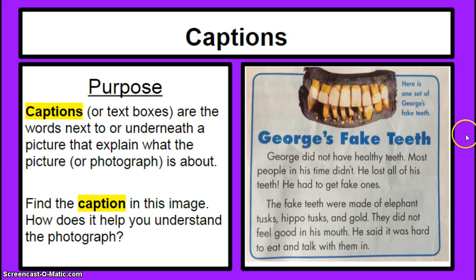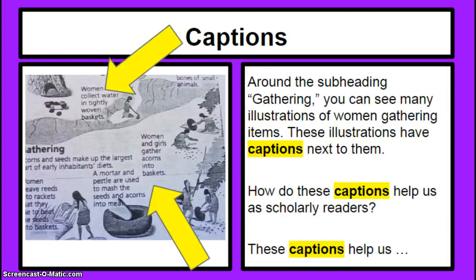Okay, welcome back. Wow, those are teeth that really need some brushing. Call the dentist quick. Okay, let's move on. So let's apply what we learned about captions. Around the subheading gathering, you can see many illustrations of women gathering items. Makes sense. These illustrations have captions next to them.